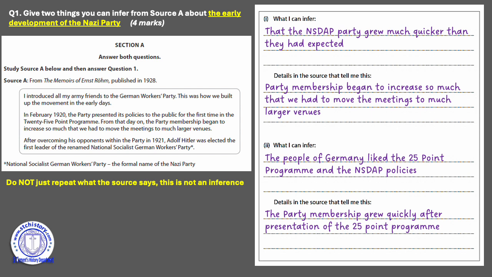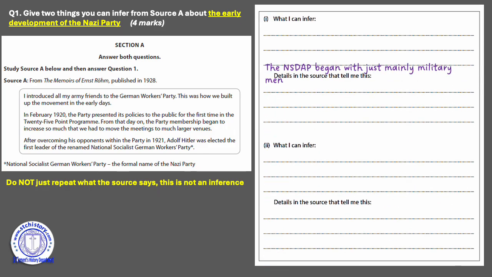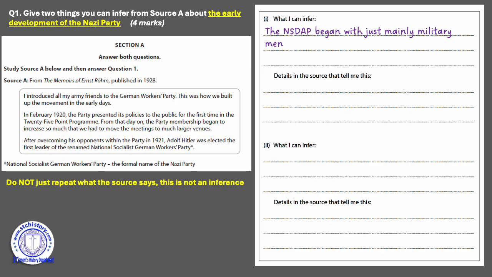So hopefully those two examples make sense. They would definitely get you full marks in this question. But a couple of other examples to think about, just to show you that there's all sorts of things you could say. So the NSDAP began with just mainly military men.